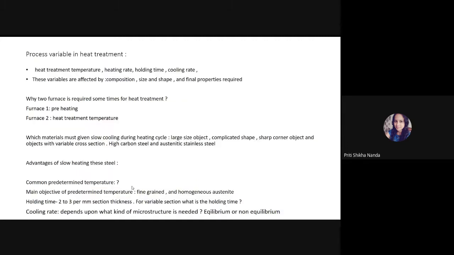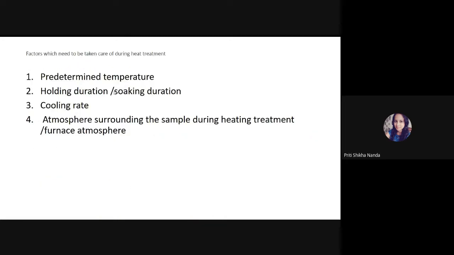Anyways, understood? So here, first is the predetermined temperature. Predetermined temperature means you already have an idea that you have to heat the steel to this particular temperature. I'll tell you how it is affected. Next is the holding duration, or soaking duration, which is also important to understand. It means up to what interval of time you have to hold the steel at that particular predetermined temperature. One more is the cooling rate. Cooling rate means at what rate you are cooling, at a very fast rate or a very slow rate.